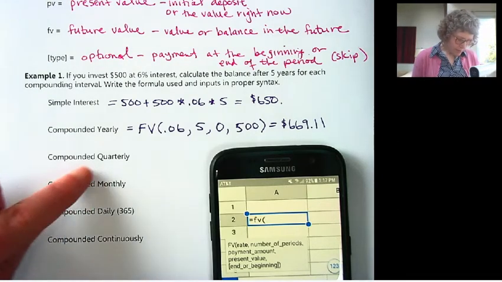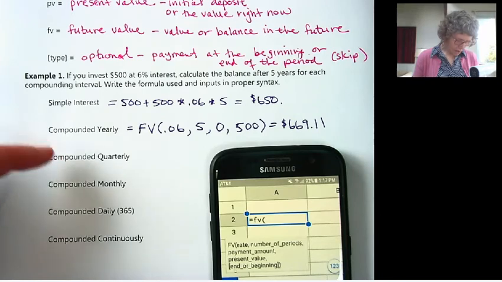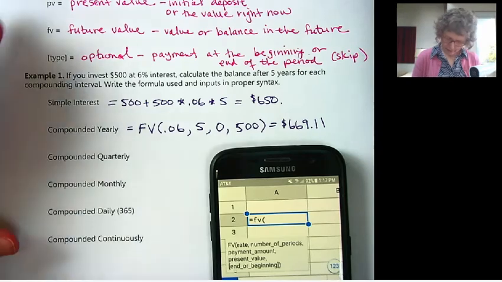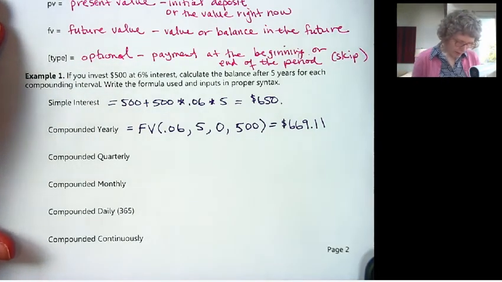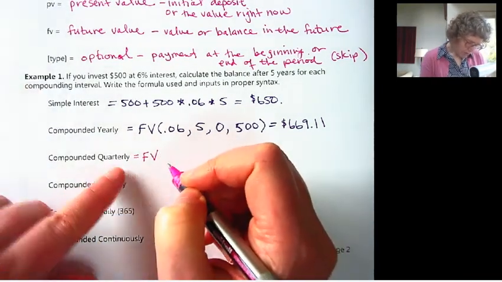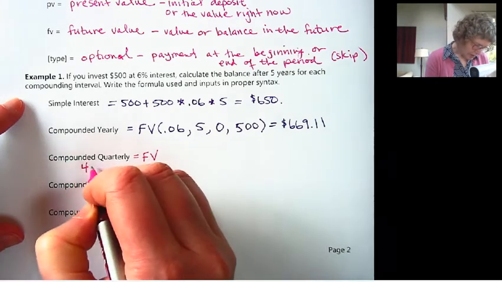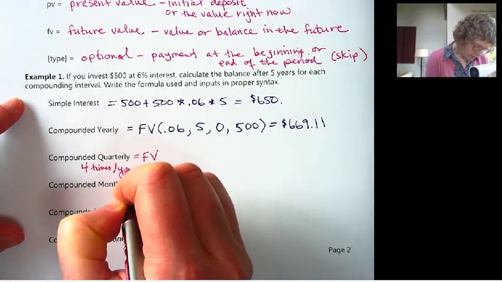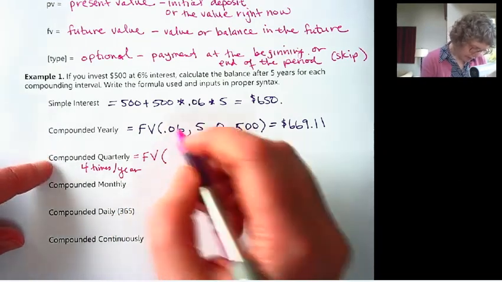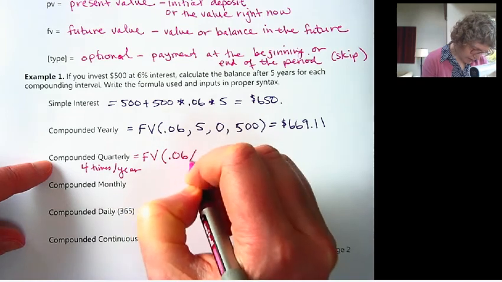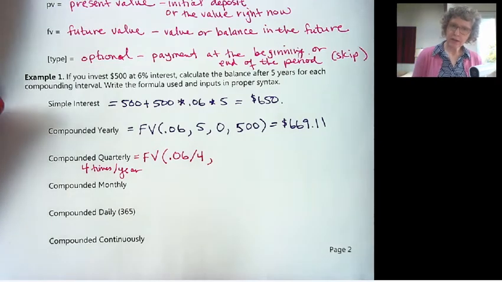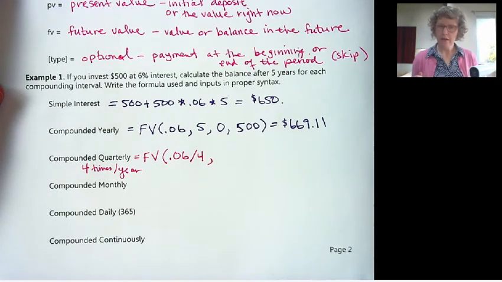Okay, so I want to keep going with this example and see what happens if we compound quarterly, monthly, daily, and continuously. Let's see what happens, okay? So the next one is going to be very similar. Compounding quarterly, that's 4 times a year. So that's when we have to make our rate per period. So this will now be 0.06 divided by 4. And you could divide it and then put that in the spreadsheet, but you might as well just let the spreadsheet do the math for you.